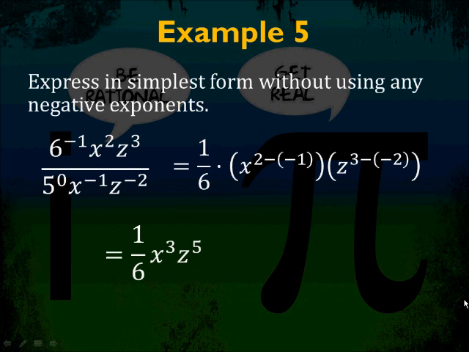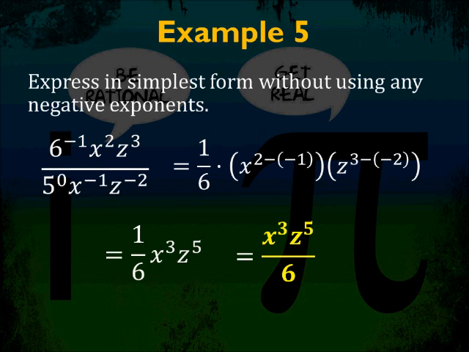1/6 times x cubed z to the 5th. So again, all we did was subtract the exponents here, 2 minus negative 1. And after you do enough of these, you'll get used to it, so you don't actually have to write this down every time. You'll see the patterns very quickly. And let's simplify this by putting it all over into one fraction. So this gives us x cubed z to the 5th all over 6.